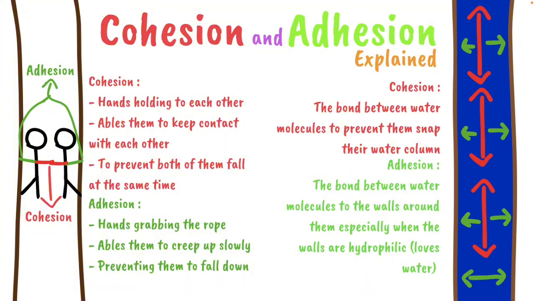Now, in the xylem, cohesion is the bond between one water molecule and the other molecules. This prevents them from snapping from their own water column. Why? If they snap from their water column, transpiration will be really bad. It can damage the leaf and other parts. Now, adhesion is the bond between the water molecules and the walls around the stem, especially when the walls are hydrophilic, or loving water. One example is lignin in the xylem.